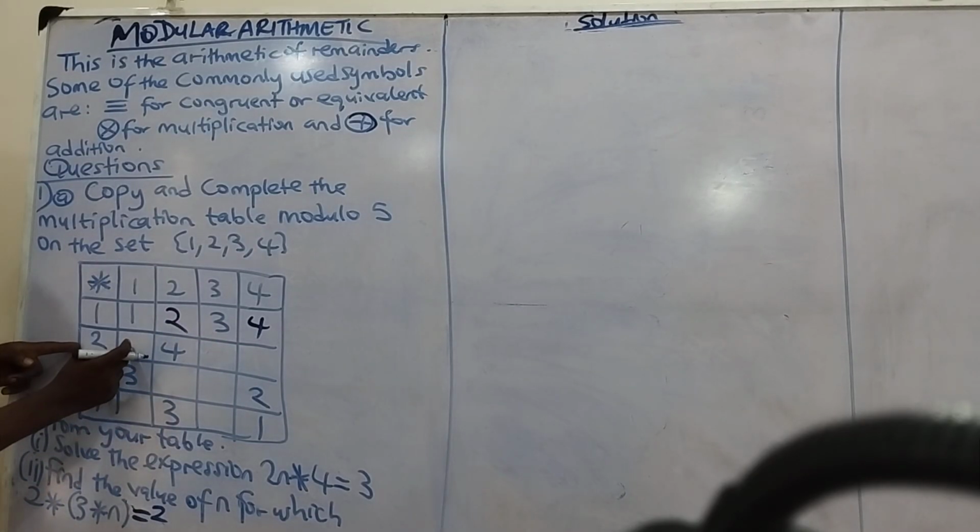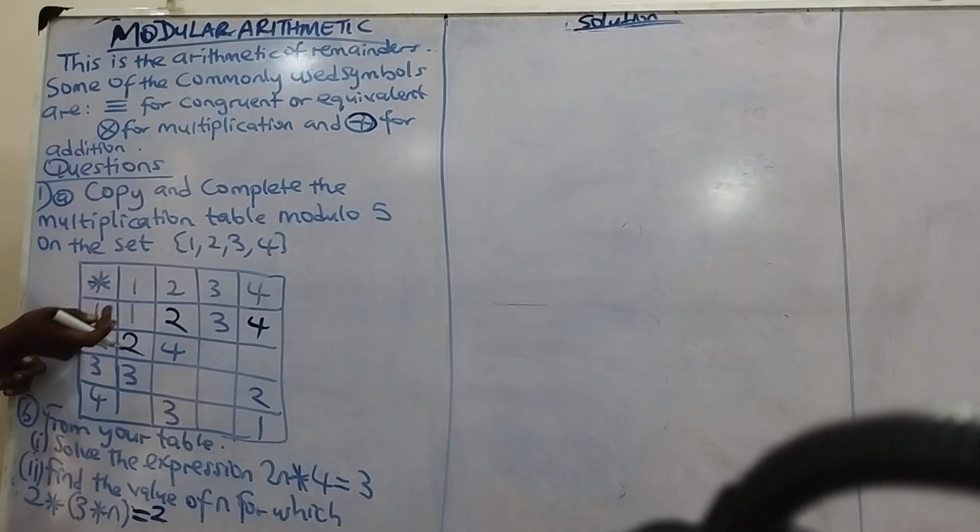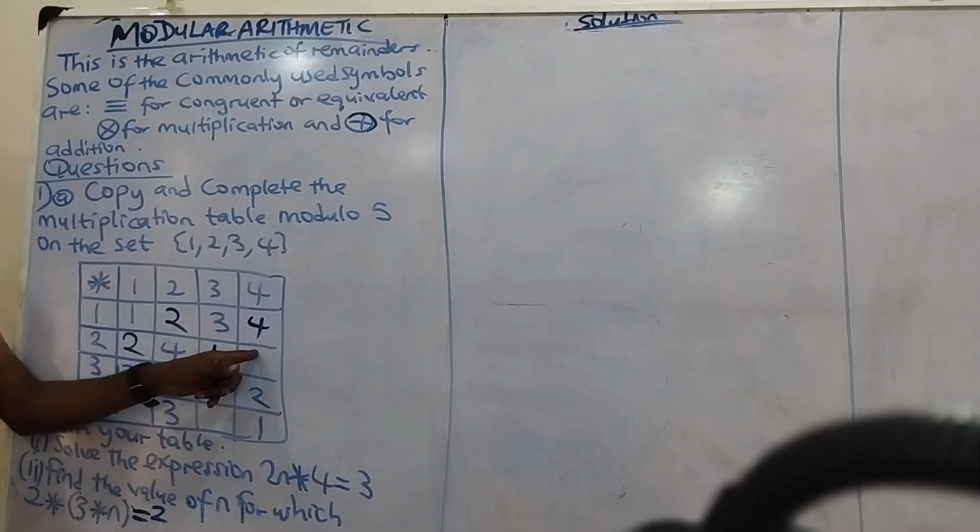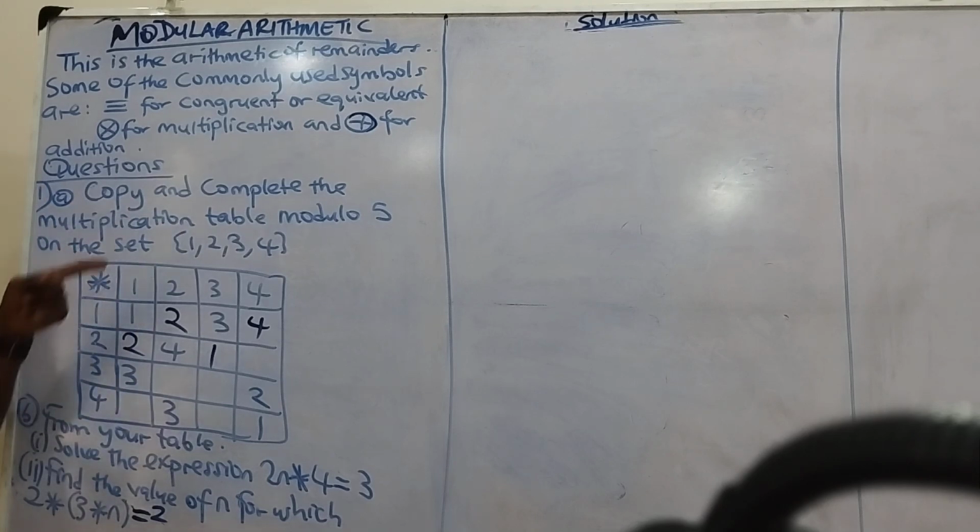2 times 1 is 2. 2 times 2 is 4. 2 times 3 is 6. 6 is more than 5. 5 going into 6 is 1 remainder 1, so we'll take the remainder 1. 2 times 4 is 8. 8 divided by 5 is 1 remainder 3. We'll take the remainder 3.